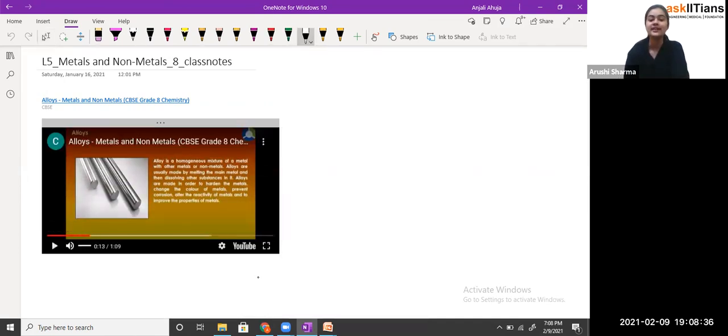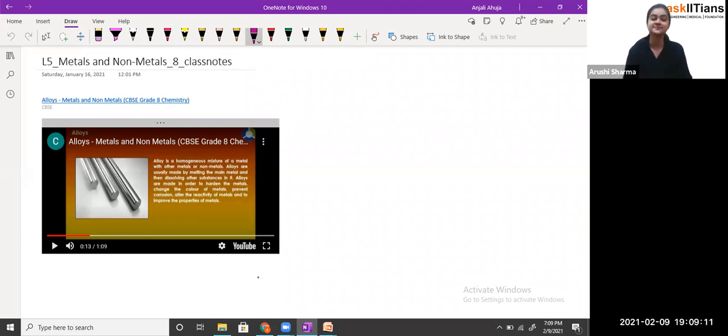Alloys are used. See, why is she saying that these are homogeneous mixtures? That means when you are mixing any metal with a metal or any other non-metal, there is no such difference between them. It would be a homogeneous mixture, combining together, and after that, when you get the alloy, you can't say which type of metal it has. Whether it has metal or non-metal, you will get something different. So you will not get to know by looking at it which metal is present in it. Okay, so that's why she's calling it a homogeneous mixture of metal with other metals or non-metals.